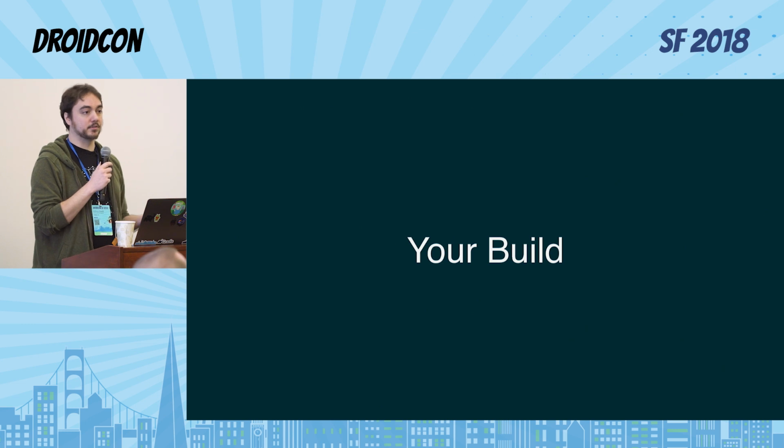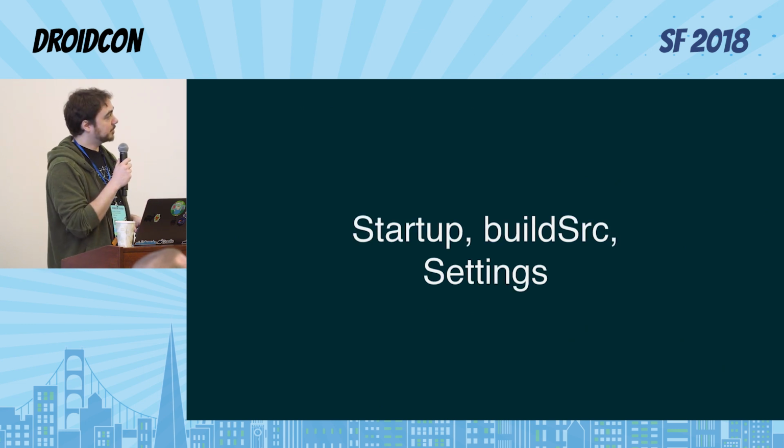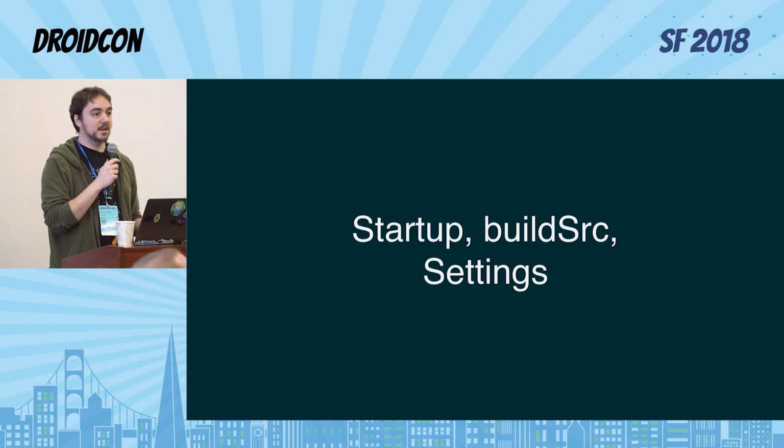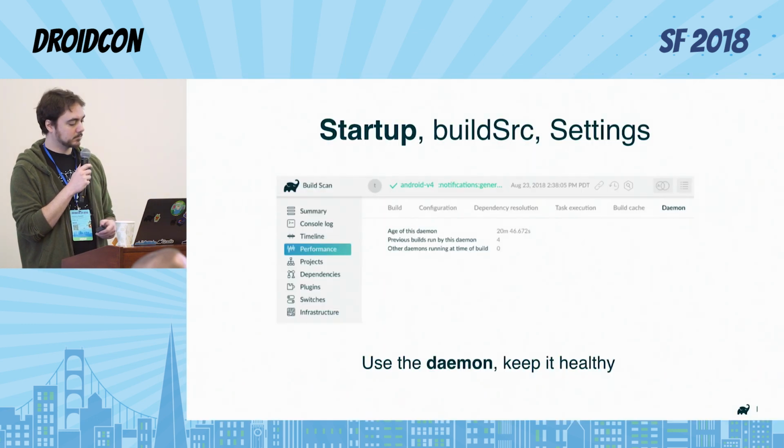Now I'm going to talk about your build step by step. The first part of the build is startup, compiling anything you might have in buildSrc and evaluating your settings file. My advice here is short and sweet. You want to use the daemon, you want to make sure it's healthy, and you're not restarting it all the time. The longer it runs, the better and faster your builds will get.